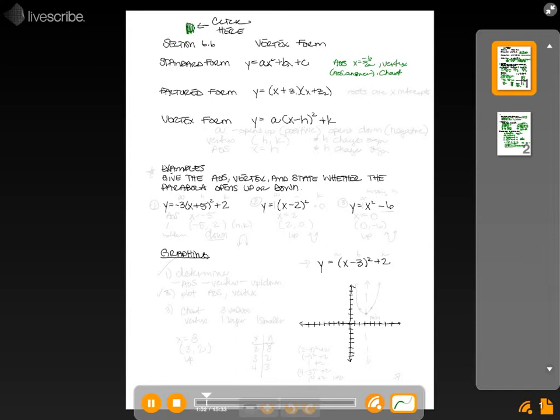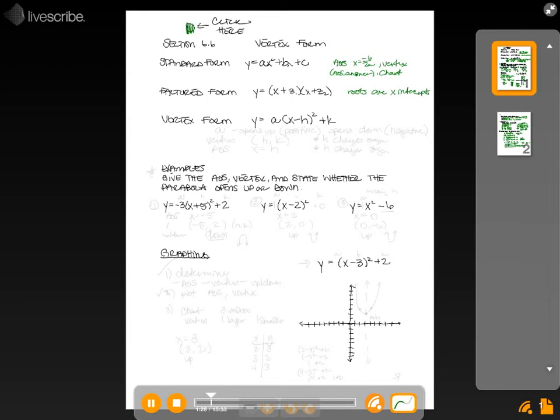Factored form was the second one we learned, and it is y equals parentheses x plus z1, which stands for the first 0 or the first root, times x plus z2, which is the second answer. Now they may be the same, that's called a double root, remember, but that's the form it looks like. And when you do this, you need to remember that the roots are x-intercepts. They are where the graph crosses the x-axis.